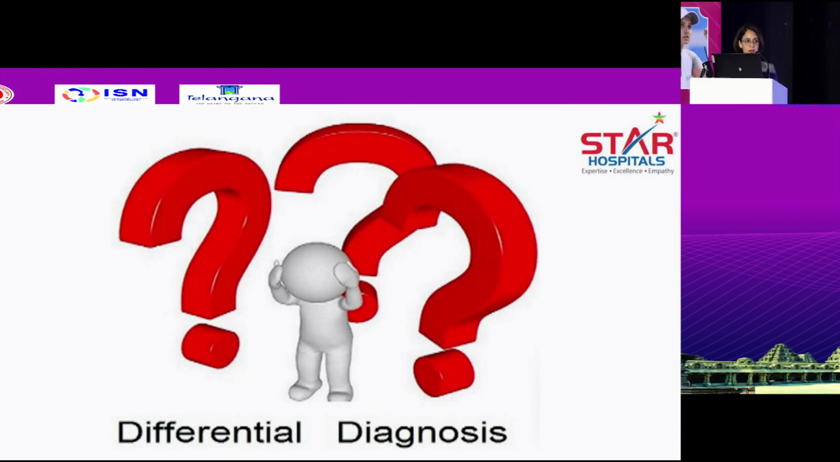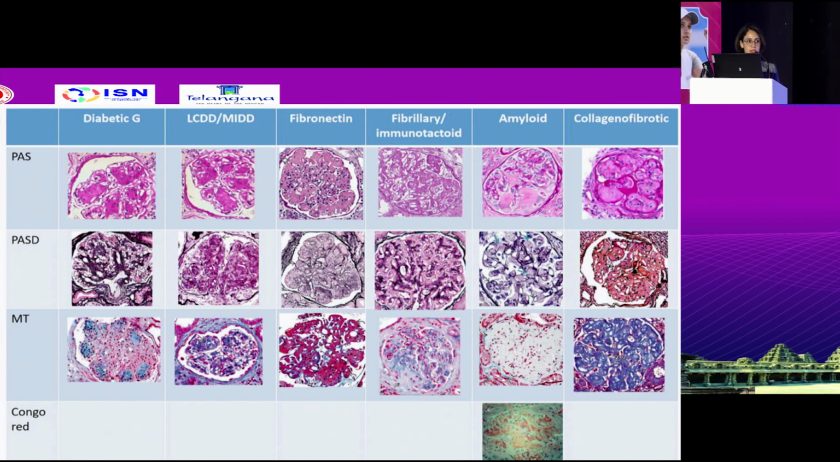So at this point, as we have in the morning gone through all the nodular lesions, what are the differential diagnoses based on the LM findings? The most common is diabetic. Then comes monoclonal immunoglobulin deposition disease, fibronectin glomerulopathy, fibrillary or immunotactoid, amyloid, and collagenofibrotic. All these can have nodular glomerular lesions. But the PAS positive ones are these 4: diabetic, LCDD, fibronectin, and fibrillary or immunotactoid GN.